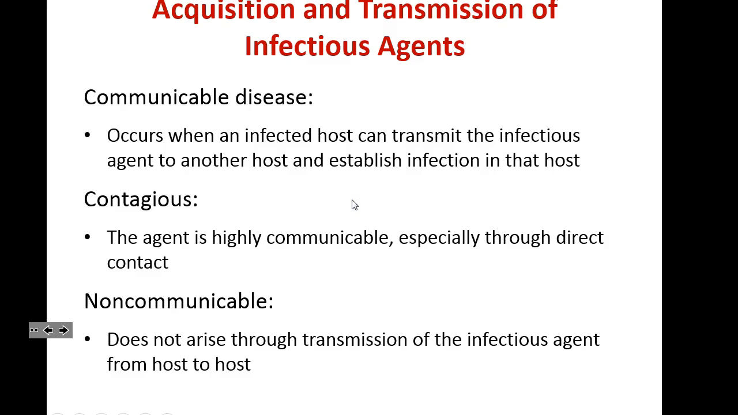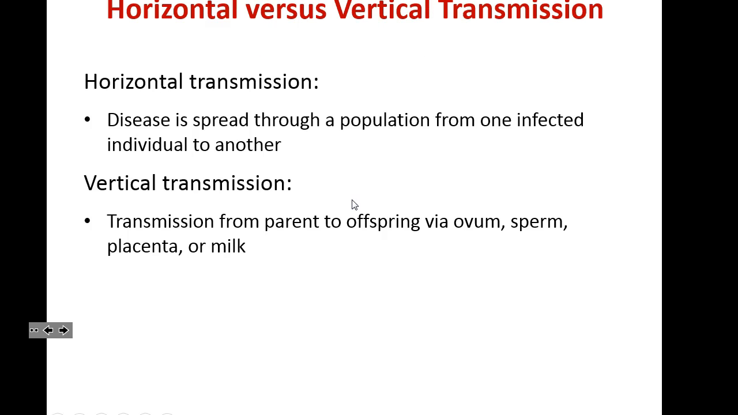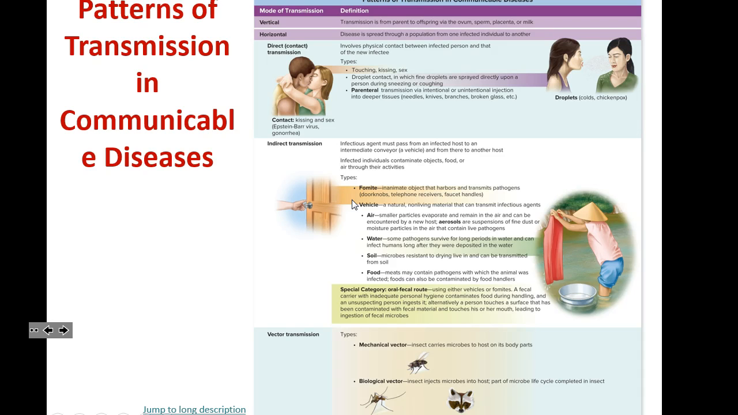Non-communicable does not arise through transmission of the infectious agent from host to host. So what is a communicable disease? One where the infected host can transmit the infectious agent to another host and establish infection in that host. Horizontal versus vertical transmission. Horizontal transmission occurs when the disease is spread through a population from one infected individual to another. Vertical transmission is transmission from the parent to the offspring via ovum, sperm, placenta, or milk.